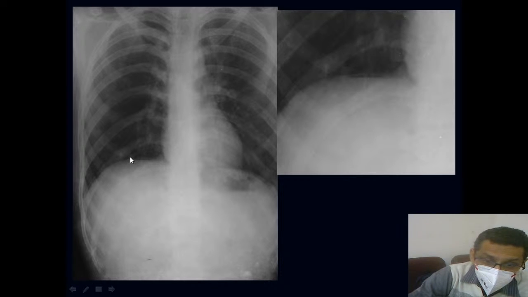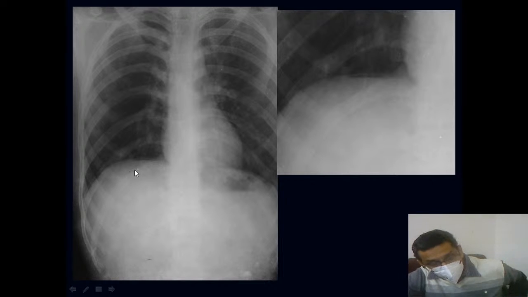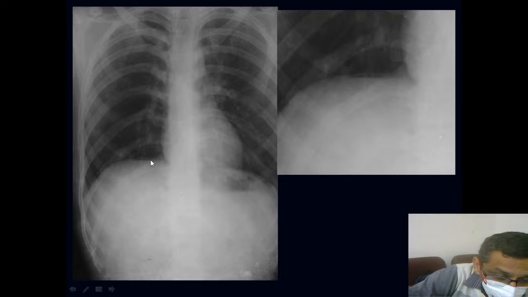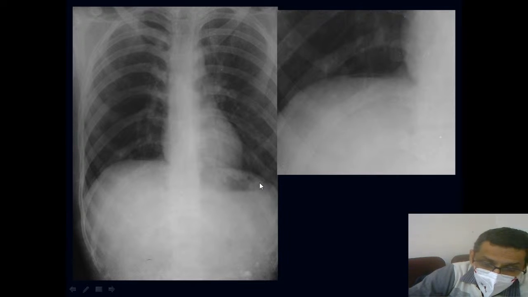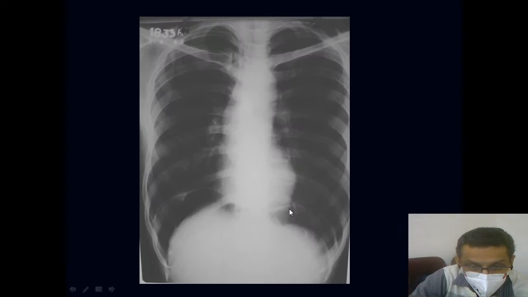Why am I seeing it on the right side? It could be seen on the left side also, because both of them are non-dependent parts. The right diaphragm is slightly up, so the most non-dependent part is beneath the right diaphragm. Otherwise, on the left side, if I see this air, I may confuse it with the normal stomach shadow. So it's better to see it on the right side, where there is no air-containing structure normally present. On the left there is an air-containing structure normally present, so I may get confused. If I see it on the right side, it is clear.